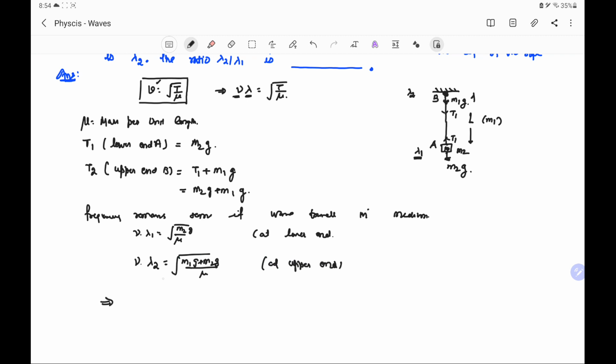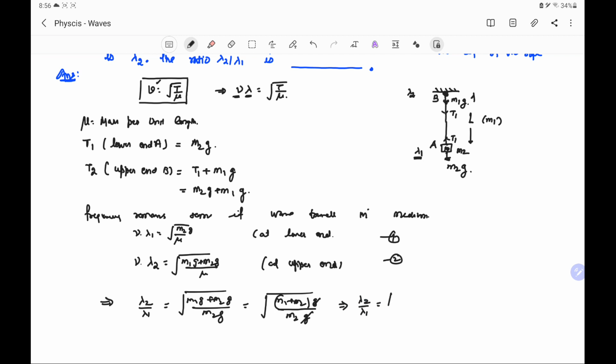Now taking the ratio, that means dividing equation number 2 by 1, we will have lambda 2 by lambda 1, because frequency nu will get cancelled, and similarly mu will also get cancelled, and we will have m1g plus m2g divided by m2g, and on simplifying it will give m1 plus m2 into g divided by m2g. This g and g get cancelled. This implies that lambda 2 by lambda 1 will be equal to root of m1 plus m2 by m2. This is the answer.